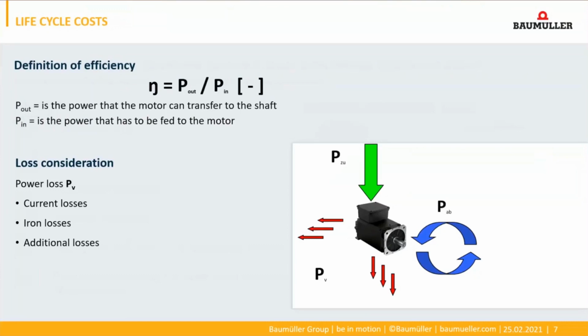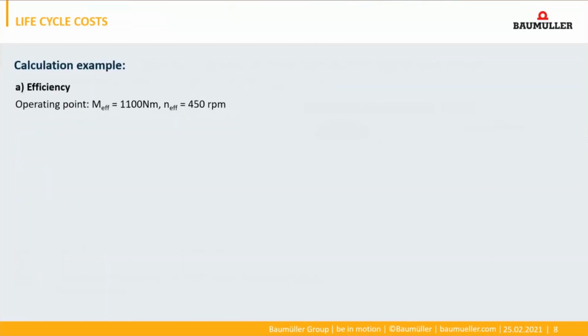This example relates to the direct drive technology. If you add a gearbox to the axis, the loss analysis looks like this. There are additional friction losses caused by the transmission. We have an operating point for this calculation example. The operating point has 1,100 Newton meter and an effective speed of 450 RPM.